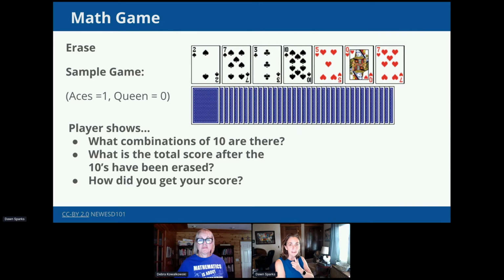But I want to think about if I could only make groups of 10 using exactly 2 cards, what would my score be and what can I do? So Dawn, you're wanting us to type that in the chat, right? This is a chance for everybody to think about that. What would my score be if I totaled up all my cards, but I took out combinations of 10? What would my final score be?